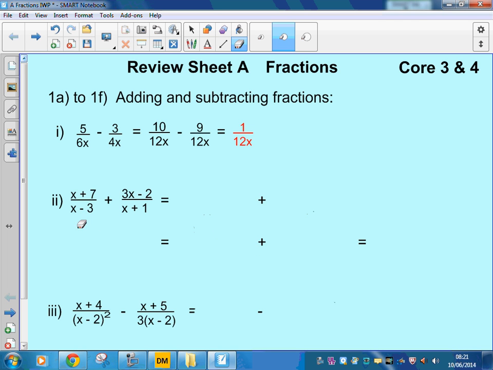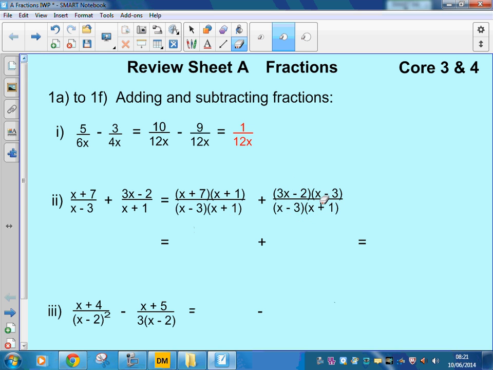Next one, again, common denominator, this time x minus 3 times x plus 1, and you'll need to write them in brackets to show you multiplying them together. So here you're multiplying top and bottom by x plus 1, and here you're multiplying top and bottom by x minus 3.